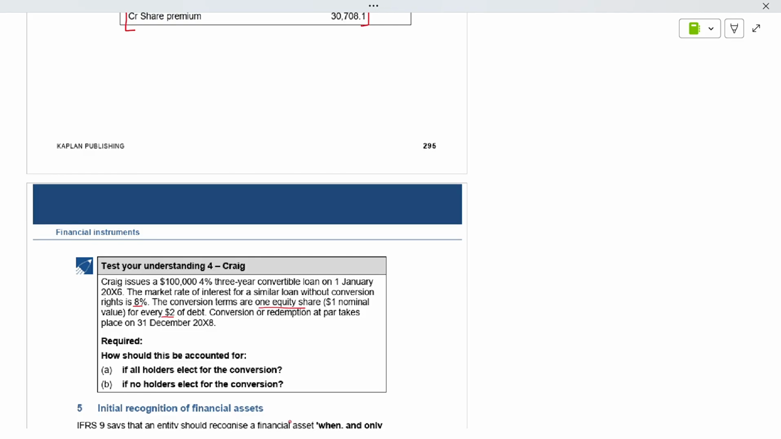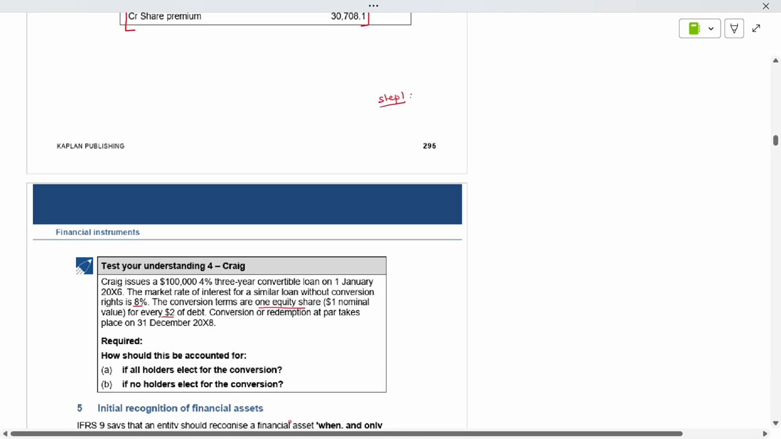What do we have to do first? Calculate the liability based on PV. Splitting the proceeds, okay? What we are doing here, we will calculate what is the liability and what is the equity.